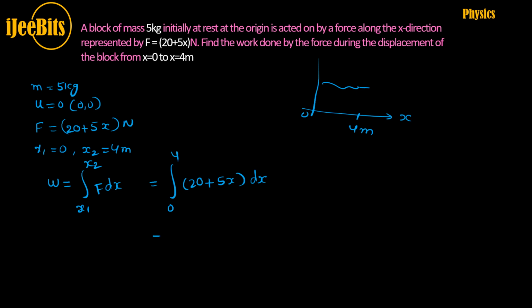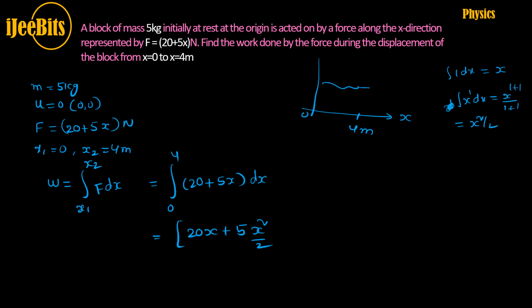Integration of the constant is the constant multiplied by x, plus 5 times the integration of x, which is x square by 2, because we know the formulas. Integration of 1 dx is nothing but x. Integration of x dx is x to the power n plus 1 divided by n plus 1, with n equal to 1, so 1 plus 1, which gives x square by 2. That's what exactly I'm applying.